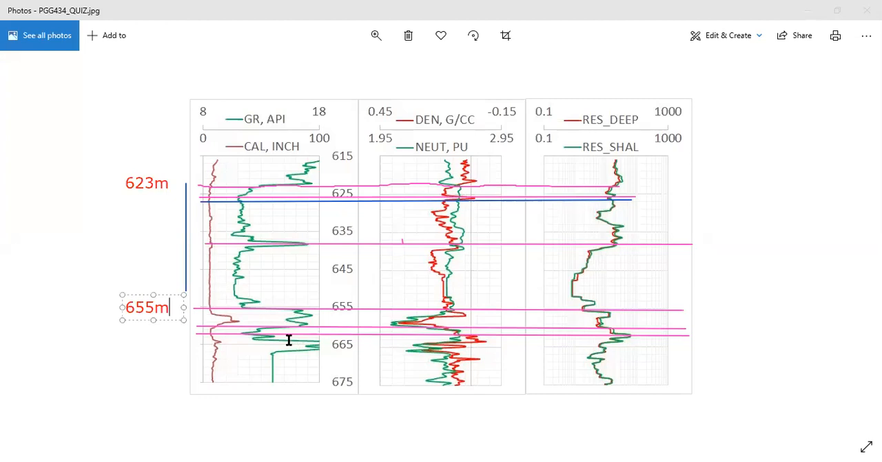Then there is also, if you look at it, a portion below 66, between 663 and 664, that looks like sand. But if you go to the corresponding neutron density, you will see that the density trends to the right of the neutron.